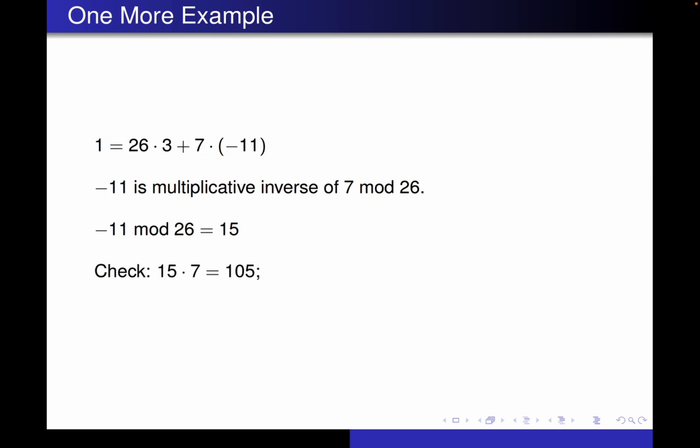When we take 15 times 7, we get 105. 105 mod 26 is equal to 1. And miracle of miracles, that tells us that our inverse of 7 mod 26 is 15.